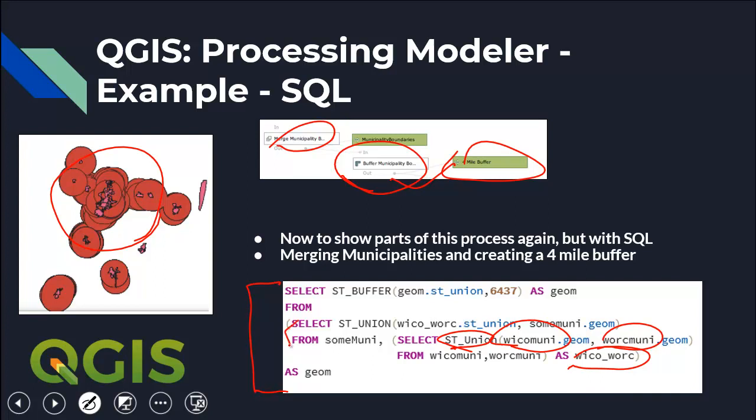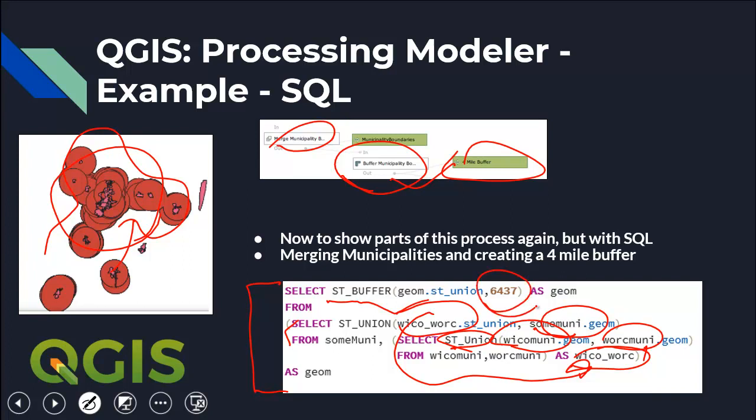So we've wrapped this in parentheses, and now we're unioning the Wico-Wor, which we just created here, with the Somerset geometries. So now we've merged all 3 of those together. We union them, and then we buffer those by, again, in this case, the 4-mile buffer, and we do that in meters. So a very terse amount of SQL code performs quite a number of steps that you do in the desktop and a few different steps you might have in your processing modeler.